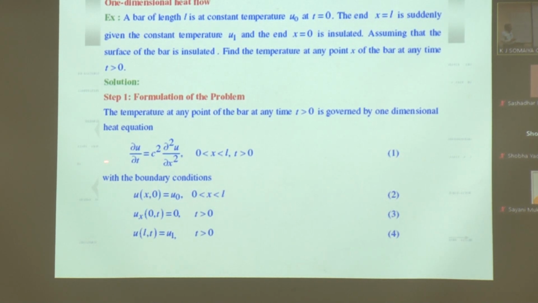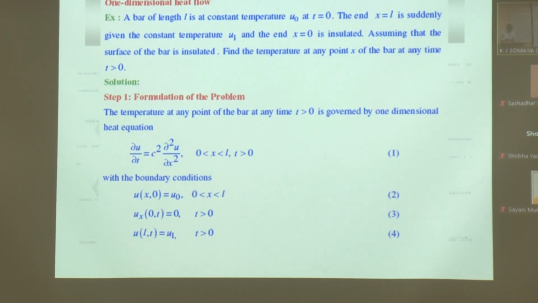So here I will consider a bar of length L. Again, this is a bar of length L, at the constant temperature U naught. Initially, whenever t equals 0, the temperature is 0. The end x equals L is suddenly given the temperature U1. At the end x equals 0, it is insulated. Assuming these conditions, find the temperature.